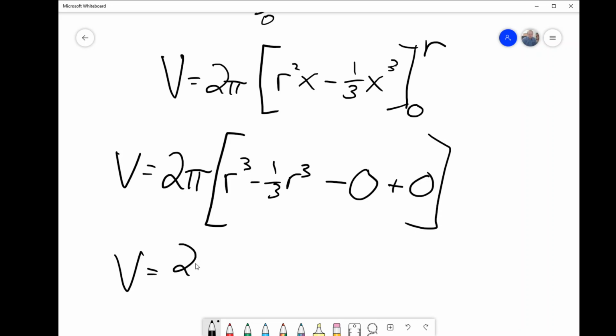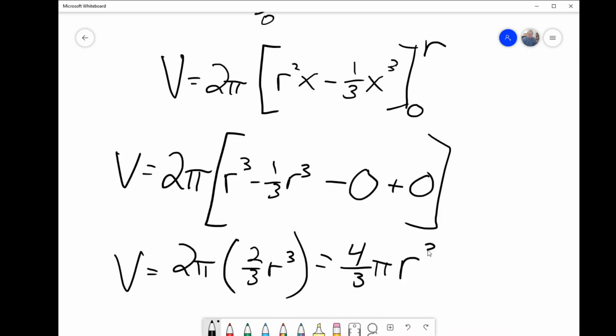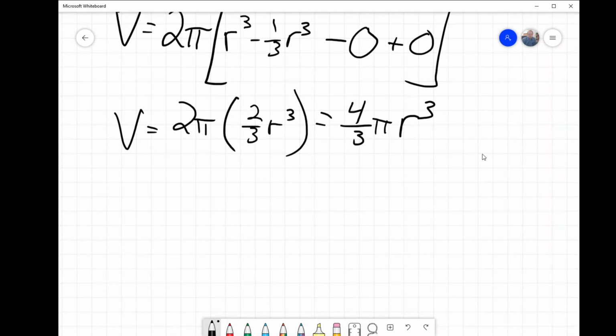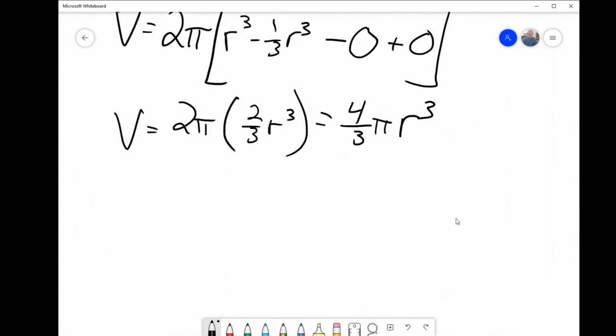So our V is 2 pi times r cubed minus 1/3 r cubed is 2/3 r cubed, plus or minus 0. The 2/3 times 2 gives us 4/3 pi r cubed. We have now derived the volume of a sphere. Next up, the volume of a right cylindrical cone.